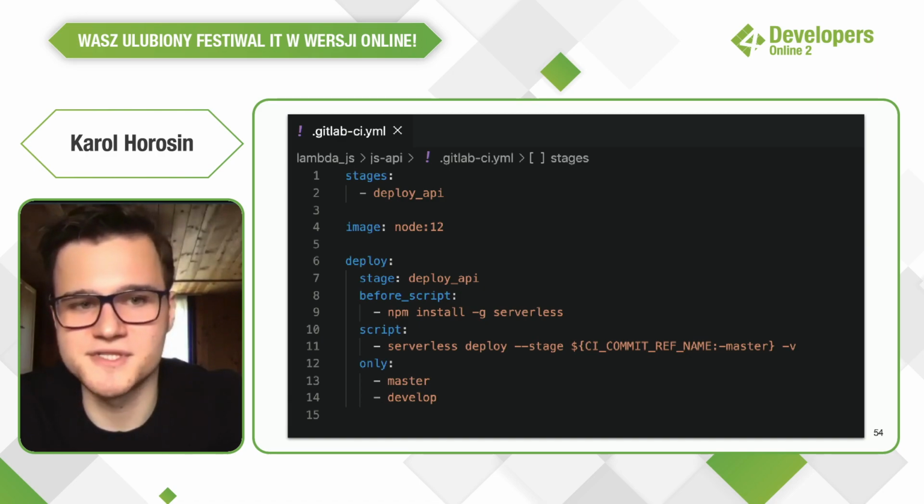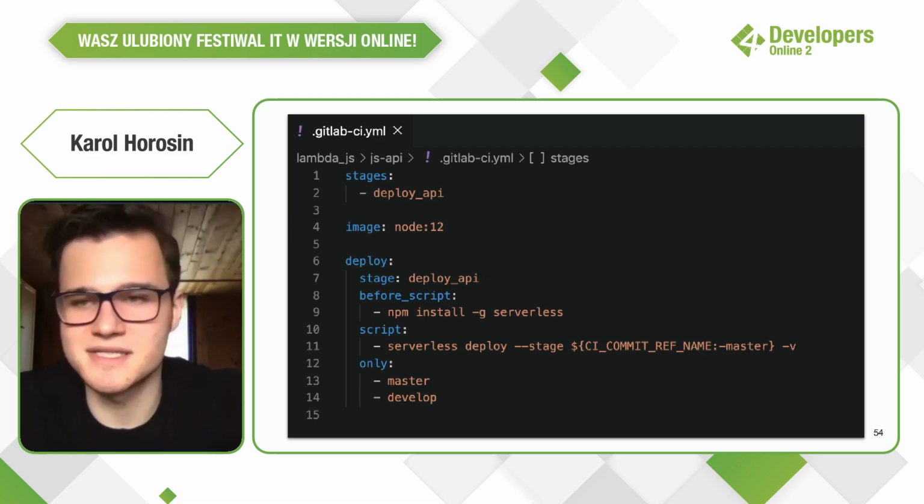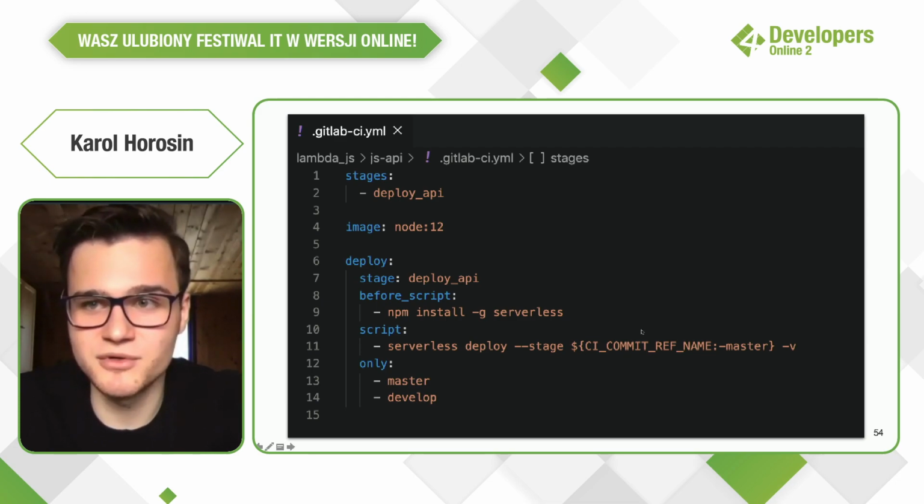Then we have before script, and what it does is it's used to install our dependencies. In this case, serverless framework, we install it, and then deploying is as simple as I showed you before. It's using serverless deploy. You specify a stage, and I did verbose, so we have logs. We need to configure some variables, but I'm going to show that on the next slide.